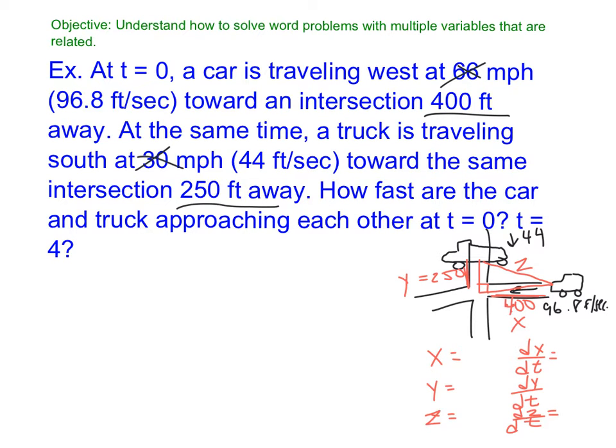All right, so at t equals 0 to start with, X is 400, dx/dt is 96.8, Y is 250, dy/dt is 44. How fast are the car and truck approaching each other? So that's your dz/dt, so that's my question mark. And then I can do Pythagorean theorem to find my z. So let's see, 400 squared plus 250 squared is 62,900, divided by 100, so 10 root 629.